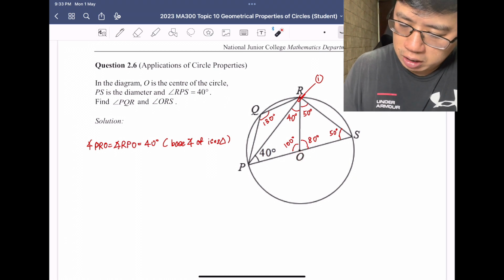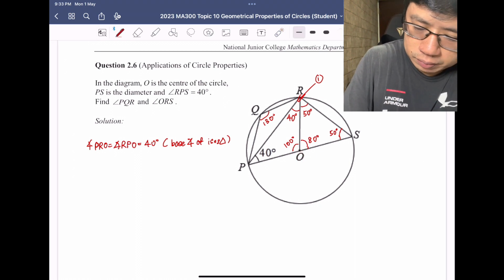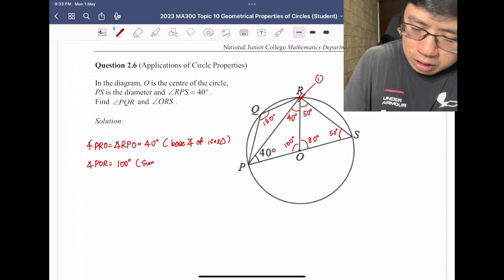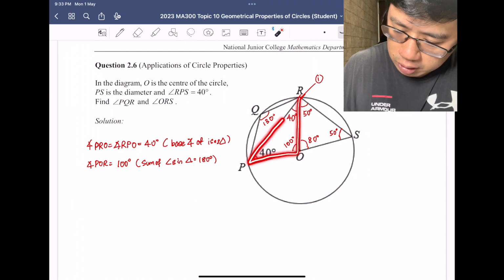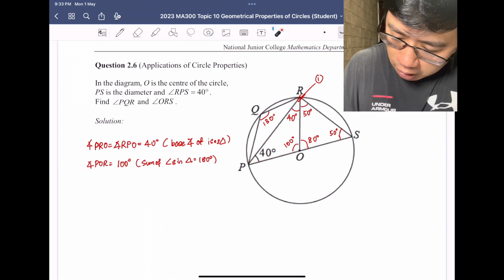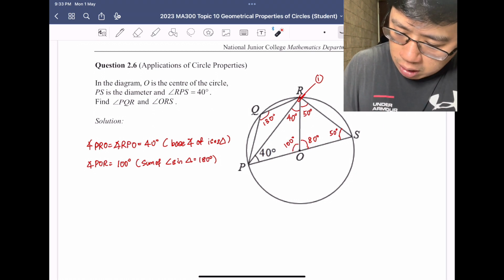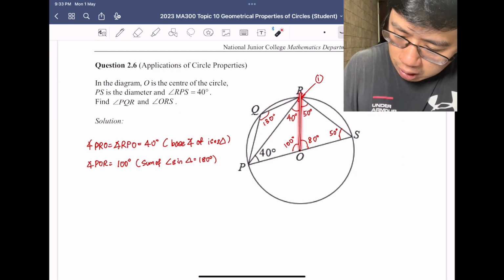I can find angle POR. So angle POR would be equals to 100 degrees, right? Because I'm basically using the sum of angles in a triangle, which is equals to 180, right? So again I'm using this. Okay, so next, if I know that this is 100, this will be equals to 80, right? So angle ROS is equals to 80.